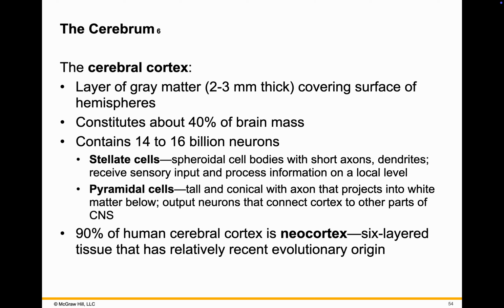The gray matter layer, which is about 2 to 3 millimeters thick, is the covering surface of the hemisphere. It makes up about 40% of the brain mass and has between 14 and 16 billion neurons. There are also stellate cells and pyramidal cells. 90% of the human cerebral cortex is neocortex. It's the 6-layered tissue that has a recent evolutionary origin.